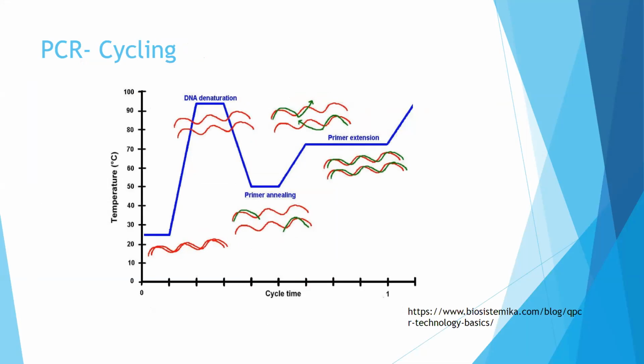Denaturation takes place around 95 degrees and is used to denature double-stranded DNA. Then, the temperature lowers to around 50 degrees Celsius to allow annealing of the forward primer to its complementary part of the single-stranded DNA template. In the extension step, the DNA polymerase synthesizes a new DNA strand complementary to the DNA template strand. After the first cycle, the double-stranded DNA is obtained.